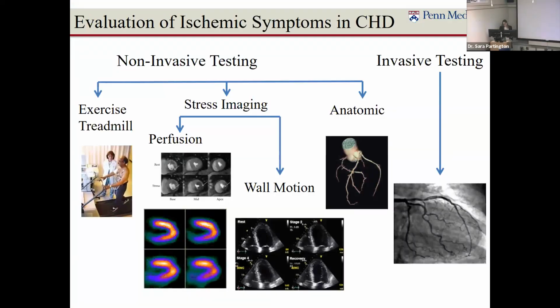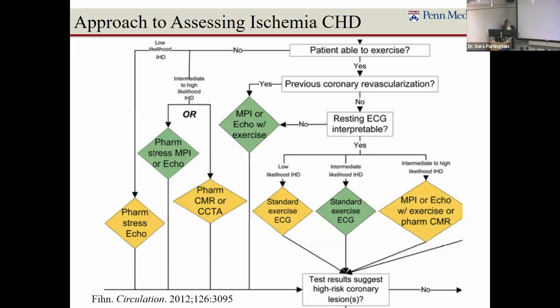And then, of course, we have our invasive cath testing. So what should be our approach to assessing ischemia in congenital heart disease? Well, this is a schema that was published for general adults with concern for ischemia. And I think there's a lot we can take from this when we're applying it to patients with congenital heart disease. Now, the first question is, can the patient exercise?